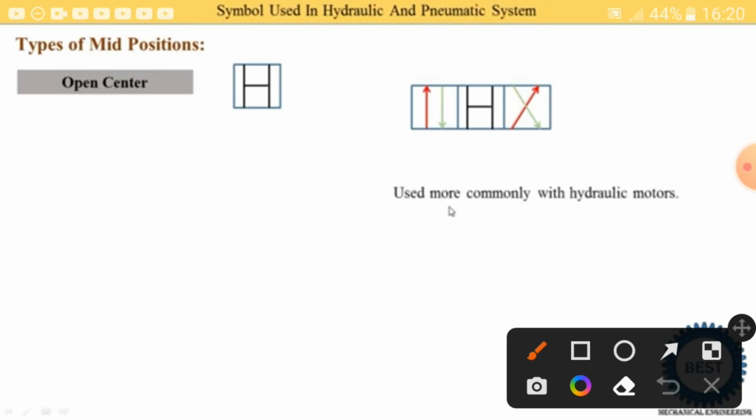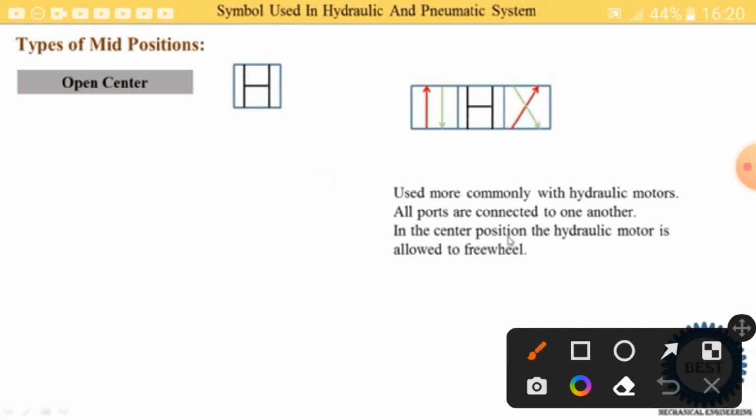Now it is used most commonly with hydraulic motors. All the ports are connected to one another. So here you see all the ports are connected with each other, so it looks like the H symbol. In the center position, the hydraulic motor is allowed to free wheel, meaning the actuator can rotate freely.